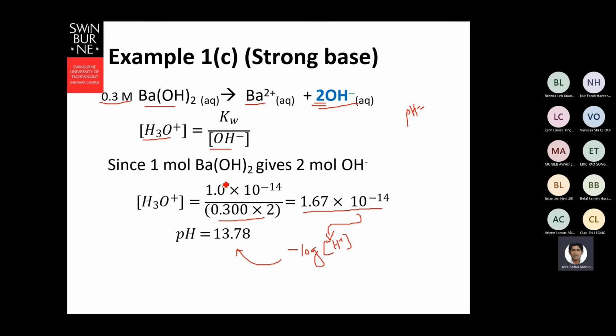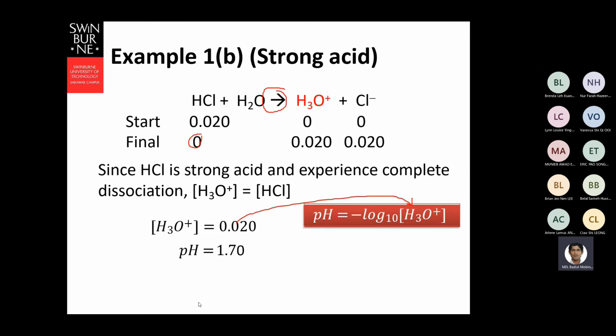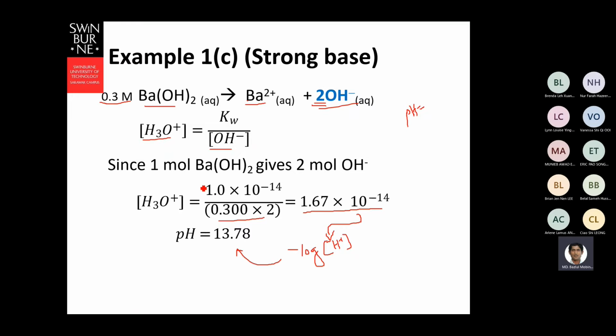Please be informed that this is not 0.3. It should be 0.03. It is 0.03 actually. 0.03 times 2. Okay, it is. All right.